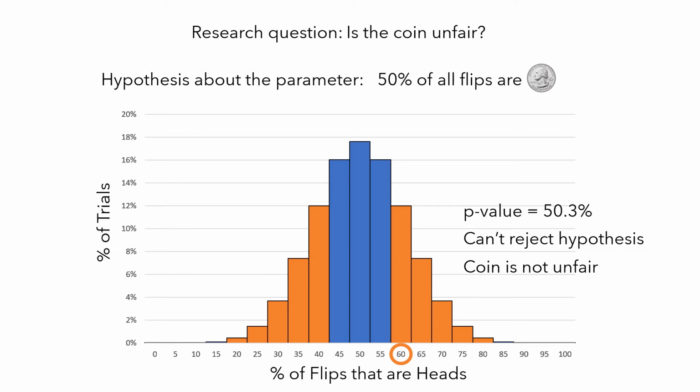Now, it's tempting to conclude that the coin is fair, but then we would be saying that exactly 50% of all flips are heads. But there are other parameter values, like 49% and 51%, that would also give us large p-values. Since we wouldn't reject those hypotheses, we're not concluding that the coin is perfectly fair. We're just concluding that it's probably not unfair. Let's take a look at a couple of other examples.